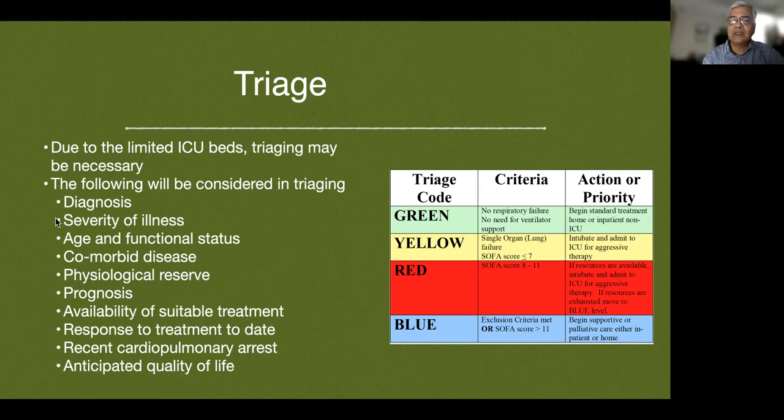What is the diagnosis, severity of the disease, age and functional status of the patient? What are the comorbid conditions present in the patient? What is the physiological reserve of the patient? What is the likely prognosis? Is surgical treatment available for that particular thing? Will he respond to treatment with time? Has the patient had a recent cardiopulmonary arrest? And lastly, will he benefit from the ICU care and lead a normal life?